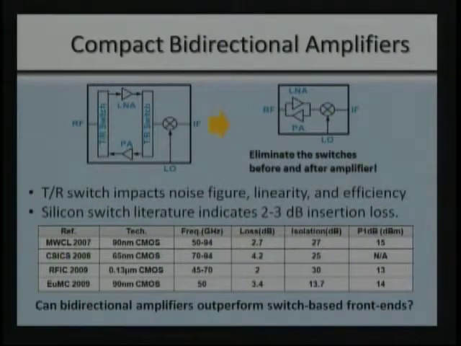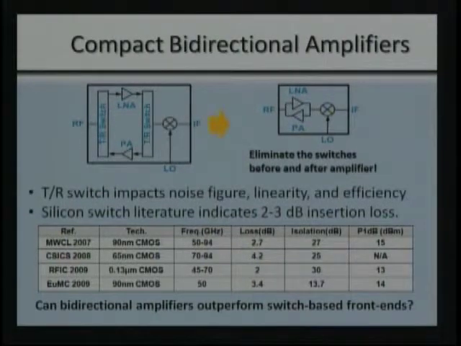If we were working at RF frequencies at 2 gigahertz, this is a very well-known problem. Your cell phone does this all the time. It has a TR switch between the LNAs and the PAs, and it has a diplexer. But we don't really have that liberty. We want to transmit and receive at the same frequency. When we looked at the literature on these TR switches, we found that at very high frequencies, above 40 gigahertz, they tend to have losses of about 2 to 3, maybe 4 dB. And if you think about that, that's a lot of loss.